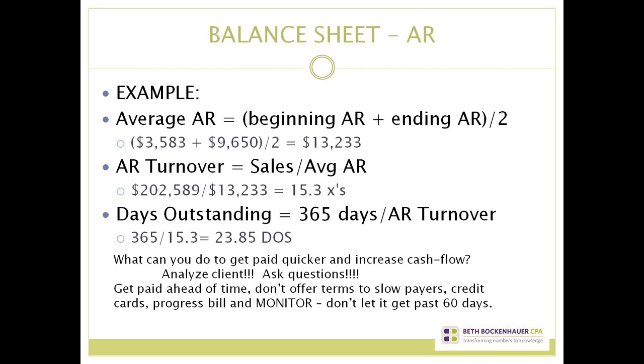Don't offer terms to slow payers. So if you find that you have slow payers, don't offer the same terms. Shorten up their terms. Push credit cards if that is something that would work for your type of business. Progress bill. So basically, if I have a progress billing, I would ask for a 25% deposit up front, and then every time I was 25% complete, I'd ask to do another billing for 25%. So when I'm at 75% complete, I'm actually 100% paid. And once again, monitor and don't let AR get past 60 days.